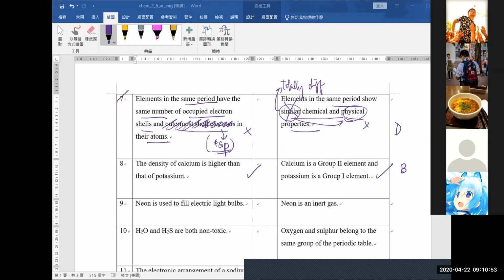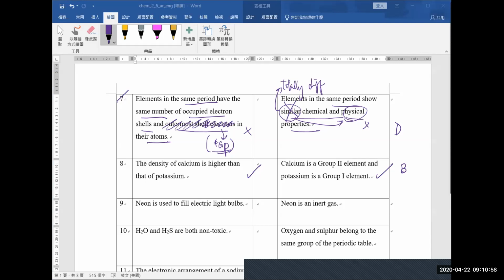Wen Ziwei, good morning. Why are you so late? The time now is past 9 already.